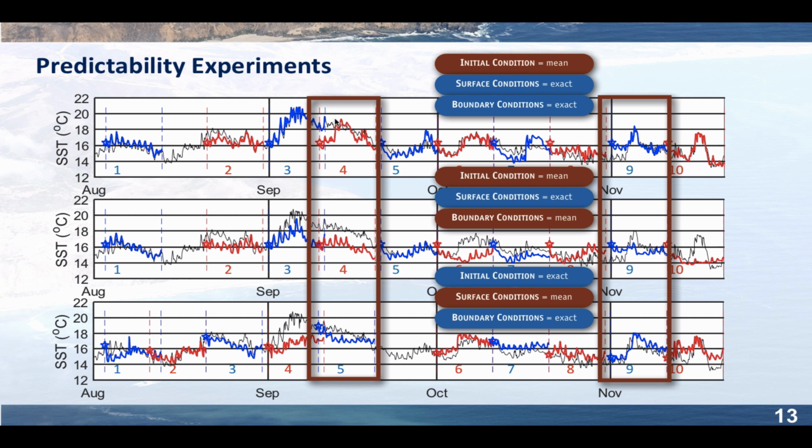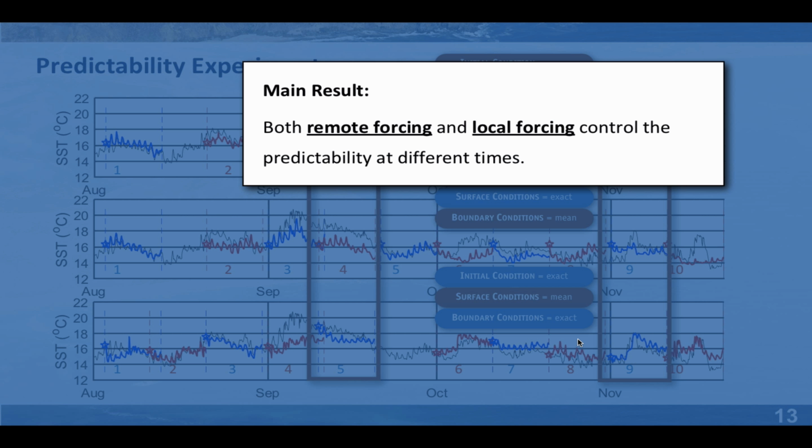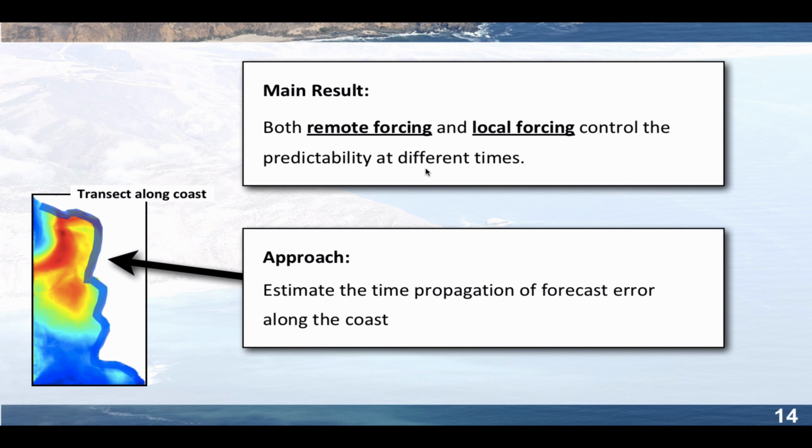If we look, for example, at ensemble number 4 here, it's actually this one over here, you can see that essentially in this case the variability is not well reproduced, although the mean state is kind of captured. If we look down here, we can see that overall there's this intrusion event that is captured and this other intrusion event that is captured. But if you look at the variability of the wiggles, we find that the correlation is not as high. So with that said, we can say that both remote forcing and local forcing control the predictability at different times.